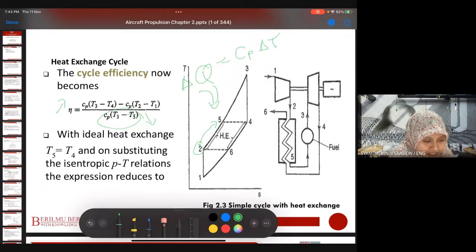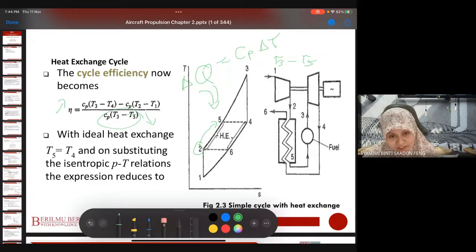So if we use this regenerator, for the heat supply Q, instead of T3 minus T2 just now, the difference of temperature is only T3 minus T5. When the difference is smaller, the Q supply is supposedly lower. The fuel needed is lower, minimized. But we still need to heat up the working fluid from temperature 2 to temperature 5 at a certain value. So how do we do it?